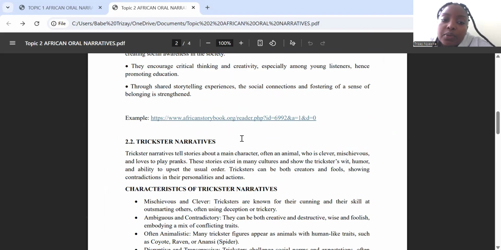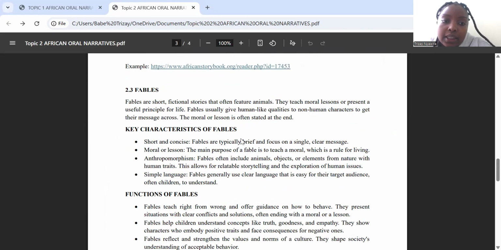And now we will move to our last narrative, fables. What are fables? Fables are short fictional stories that often feature animals. The main characters of fables are always animals. They teach moral lessons or present a useful principle of life. Fables usually give human-like qualities to non-human characters to get their message across, and the moral lesson is often stated at the end.